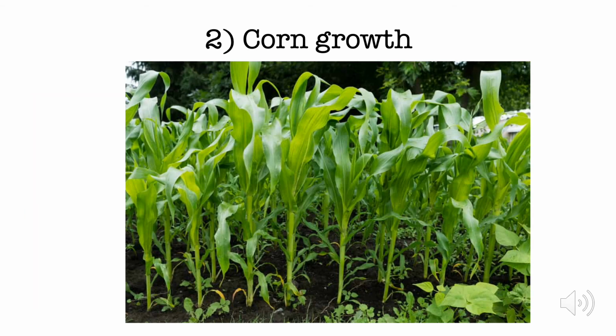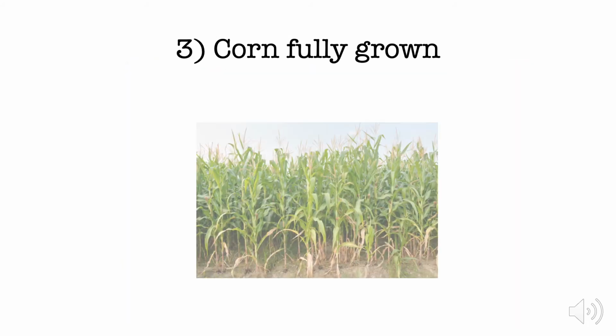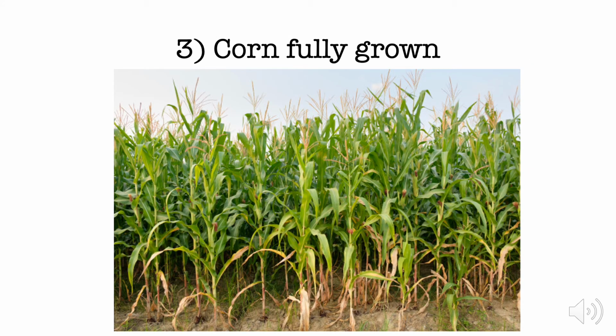Our second step is corn growth. Did you know that it takes about 60 to 100 days for corn to grow fully? When corn is fully grown, it should look like this. We know that corn is fully grown when the tassel at the top of the corn starts turning brown. As you can see in this picture, the tassels of the corn at the top are turning brown, which means the corn is ready to harvest.